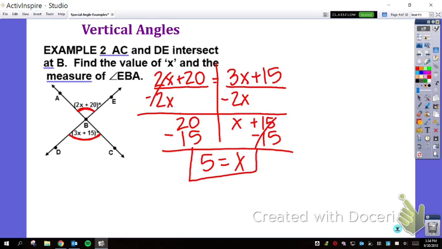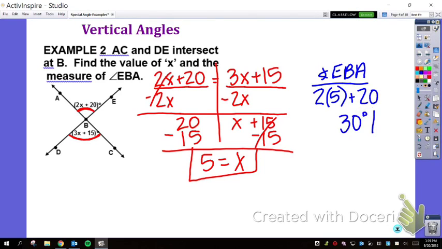But we're not quite done. We've got to go back and plug that into angle EBA. So angle EBA was 2x plus 20, so we're going to say 2 times 5 plus 20, which ends up being 30 degrees.